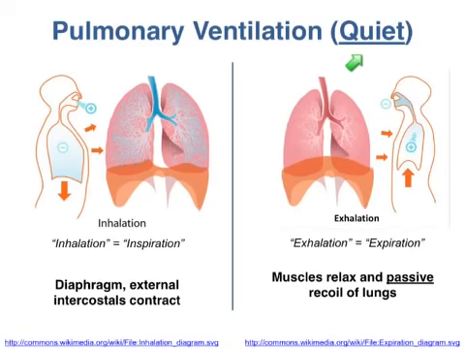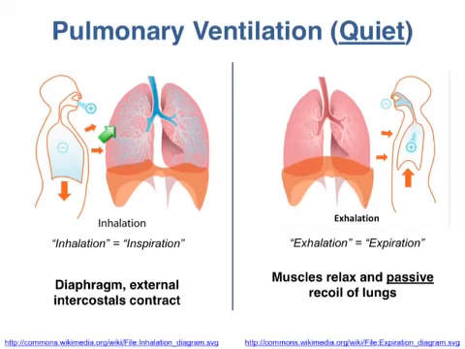During quiet ventilation, during inhalation, and sometimes inhalation is also called inspiration, you should be familiar with that term. And during quiet inspiration, it's your diaphragm and your external intercostals that are involved. The diaphragm contracts. As the diaphragm contracts, it flattens, so it pulls your lungs down. The external intercostals, as they contract, they pull your chest, your ribs, up and out, expanding your lungs.